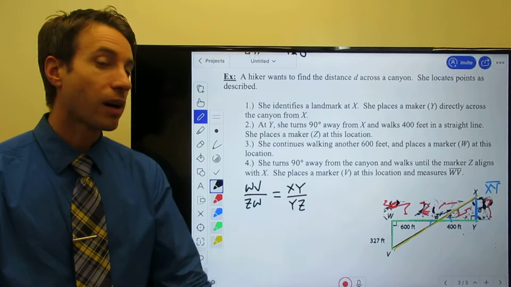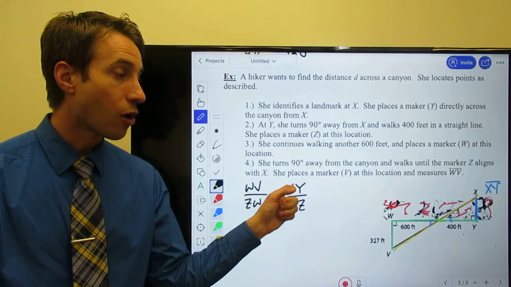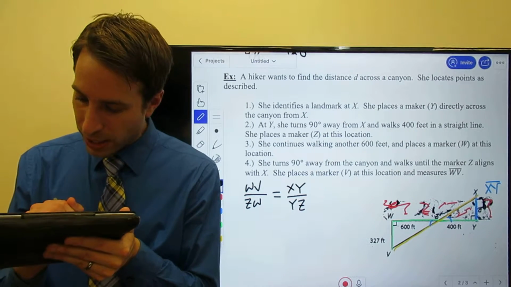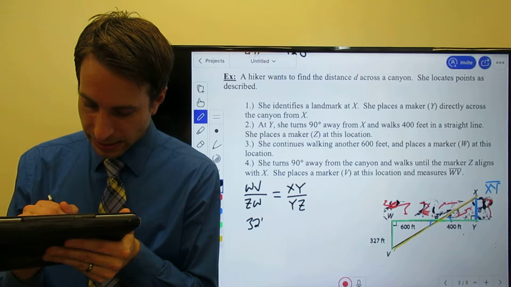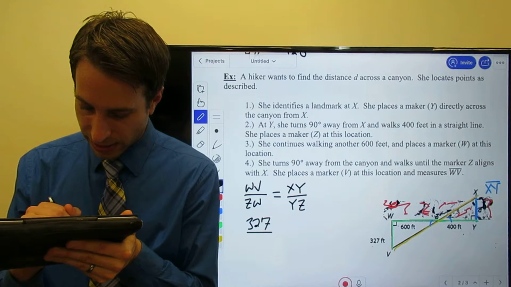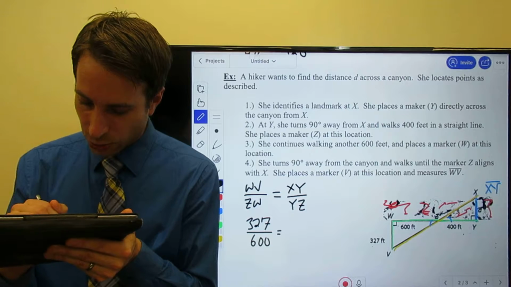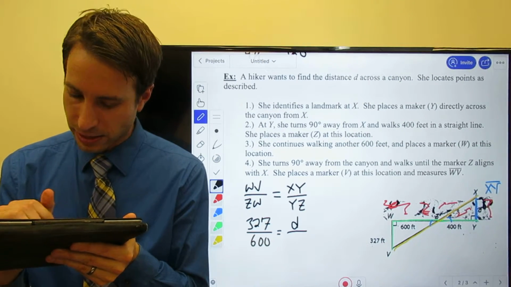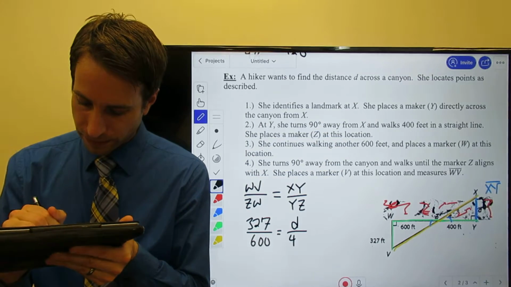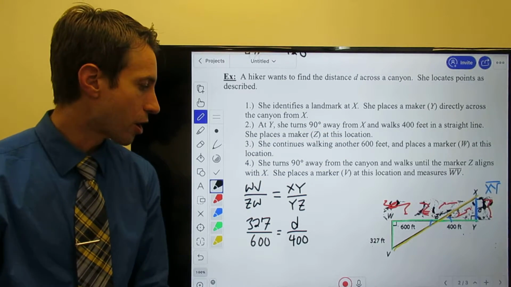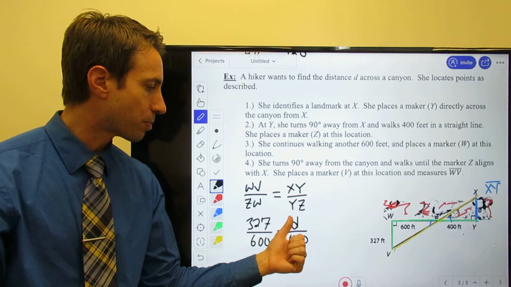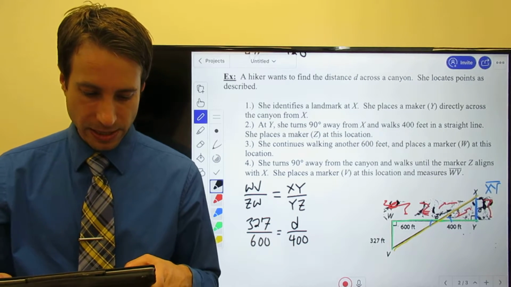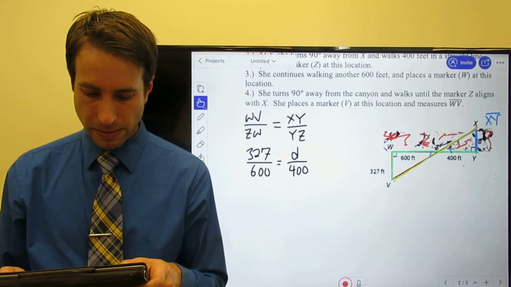Guys, plug in what you know, solve for the part that you don't, the distance. So we're going to have 327 over 600 is equal to, instead of XY, let's call it D because I am measuring a distance, all over 400. Again, work smarter, not harder. You don't need to cross multiply. You just got to get the D by itself. Multiply the 400 to the other side.